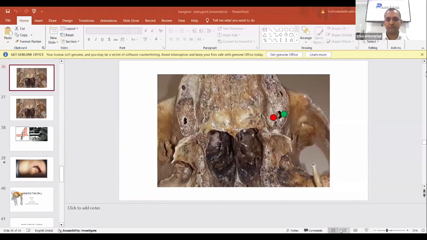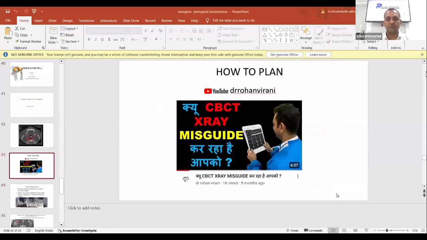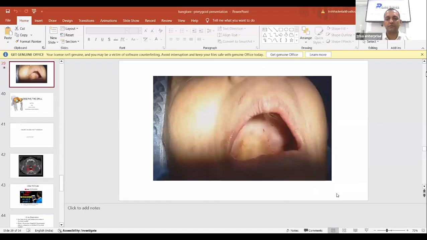Are you all able to see my screen right now? Just let me know if my screen is visible to all. Is my screen visible to all? Please confirm it so I can move ahead.